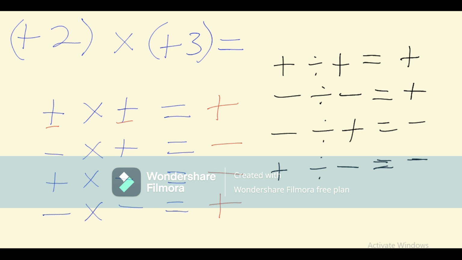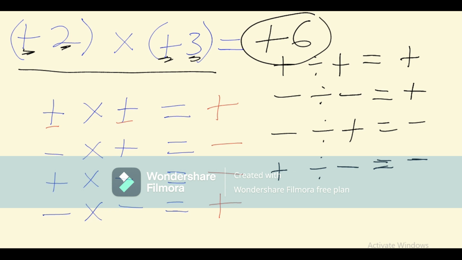Alright, so if we are going to use that for this question that we have here, what you're simply going to do is multiply positive 2 by positive 3. Positive multiply positive, so the answer is a positive. And 2 multiplied by 3, that's 6, so you've got positive 6. That seems very simple, right? Okay, very simple.